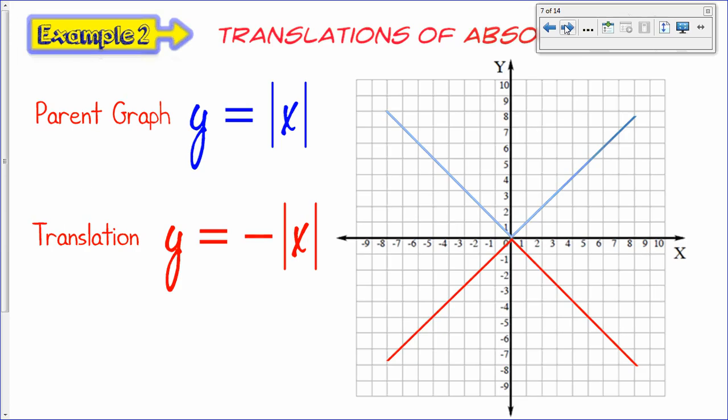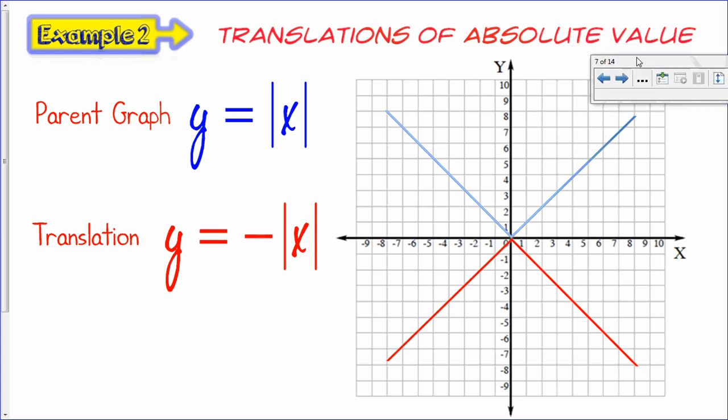On the other side? Okay, these are called translations of absolute value. Just like over here, when I added 1 to the parent function, what did it do? It moved it up 1. Same thing here. This is the parent graph. It's graphed in blue. Okay? If I put a negative in front of the absolute value, what's it do to it? Flips it down.